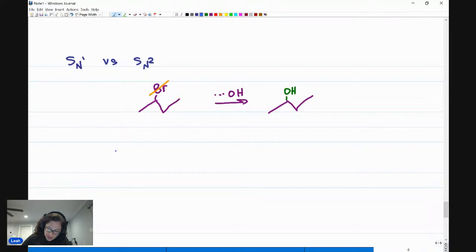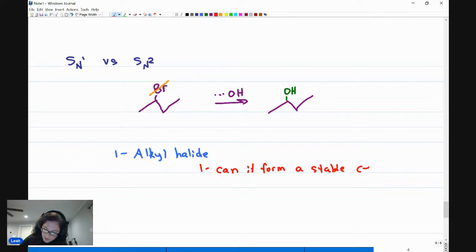The first thing I look at is the alkyl chain. The alkyl halide, specifically the carbon holding the leaving group, you want to ask the question of, can it form a carbocation or a stable carbocation? With an SN1 reaction, if I have a methyl leaving group, I can't form a carbocation, I can't do a SN1 reaction. And then if I'm looking at an SN2, is it hindered? Because remember, an SN2 cannot attack at the tertiary position, as we already saw.